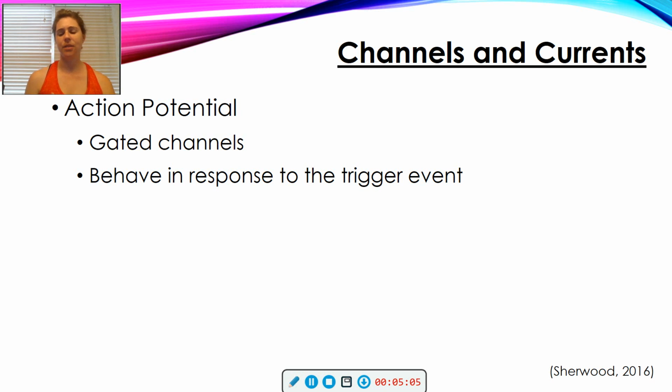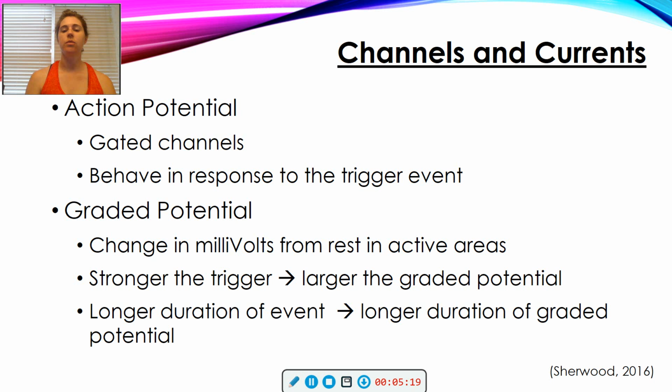Again, there are two types: action electrical signals and graded. Action potentials use gated channels, most of them voltage gated, and they respond according to some event. But with the graded potential, there's still a channel that opens and closes, but there's not an active electrical signal forcing those ions to move in and out.